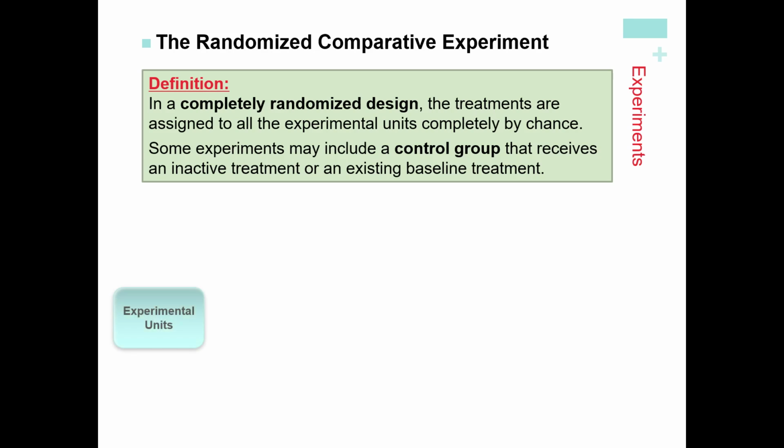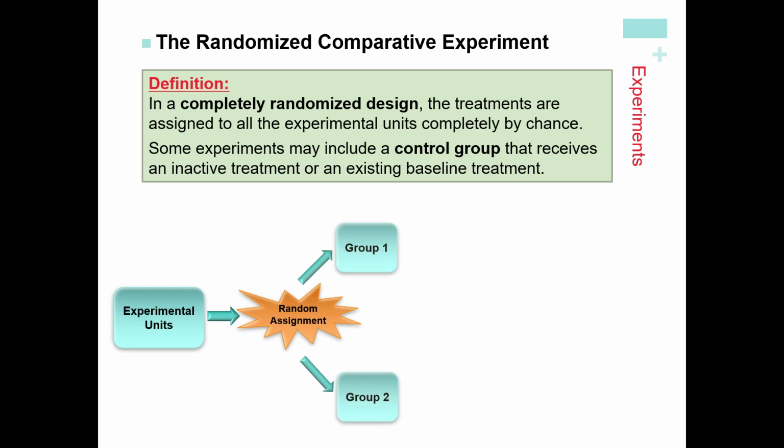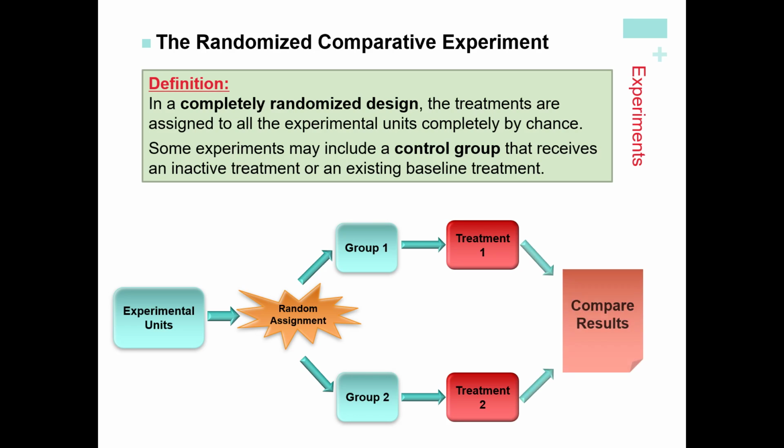Okay. So to look at what this looks like, here's our experimental units or subjects coming into the study. We use random assignment to break them into group 1 and group 2. Group 1 gets treatment 1, group 2 gets treatment 2, and then we compare the results.